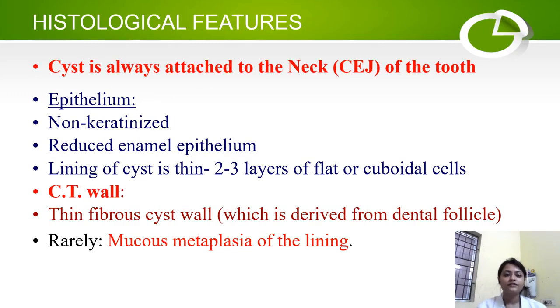Coming to the histological features, the cyst is always attached to the neck, that is the CEJ, cemento-enamel junction of the tooth. How will be the epithelium? Non-keratinized, very thin, reduced enamel epithelium. It will look exactly like reduced enamel epithelium. So it will be very thin, only 2 to 3 cell layers thick. Connective tissue will be fibrous, but it will also look like the dental follicle. Rarely, mucous metaplasia of the lining you will find. It will be rare.